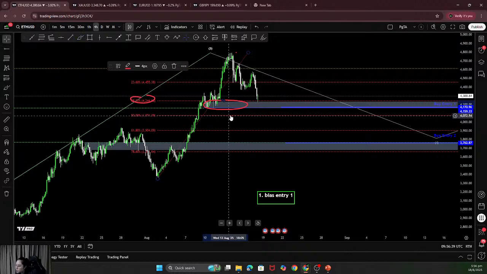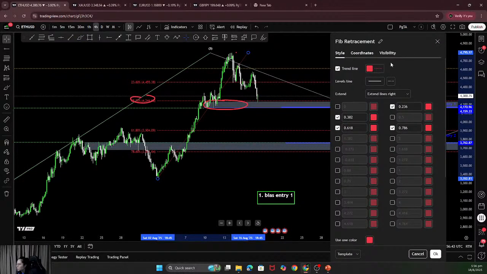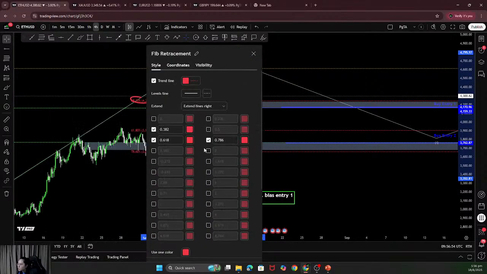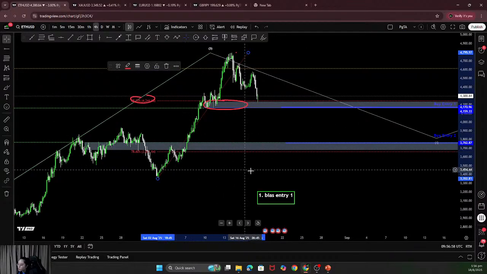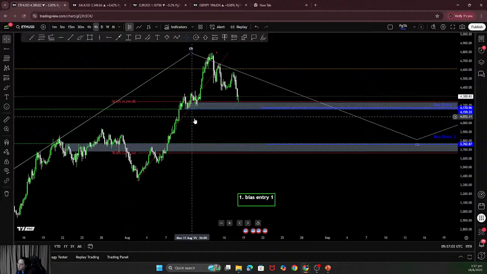This 50% is not relevant to us. It's just in the middle of nowhere. There's nothing there, no reason for us to think that it's relevant. 23.6 has already passed, so it's not relevant to us. 38.2 looks relevant. 61.8 not really relevant because we are focusing on these two zones only, and then we've got a 78.2. So far it's still one-to-one.